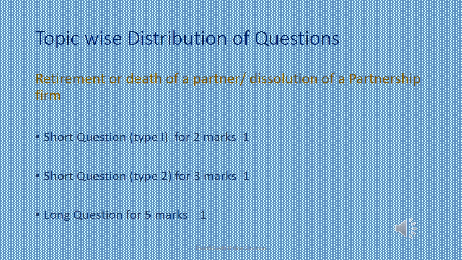When we go through the distribution of questions topic wise, we can see that we are getting questions from partnership accounts, company accounts and NPO in part A. From the partnership accounts, we can see that this term we are having questions from the retirement or death of a partner and dissolution of a partnership firm. And we'll get all the three types of questions, that is type 1, type 2 short questions as well as one long question from this part.